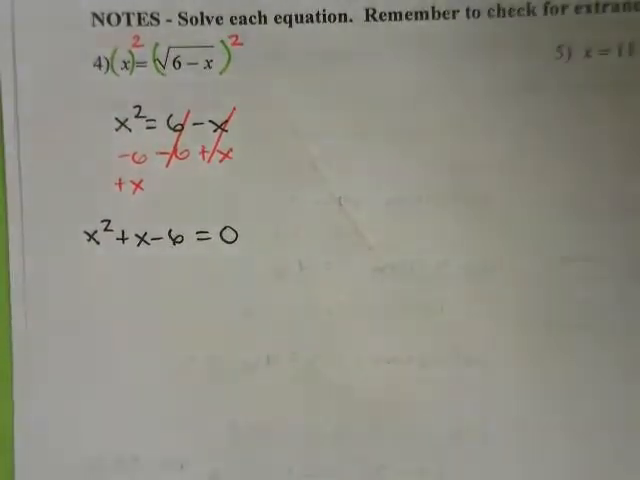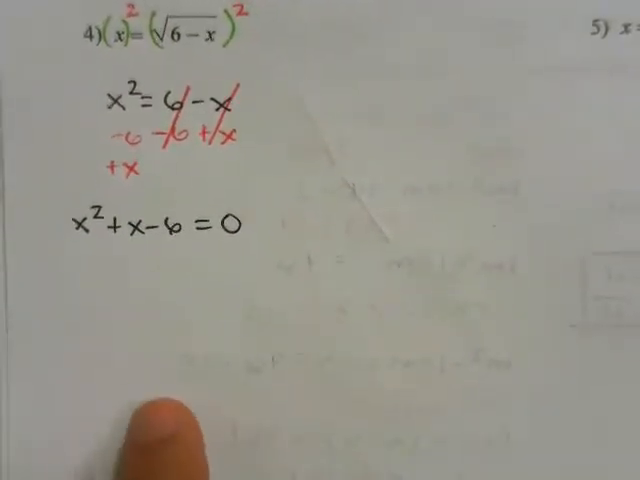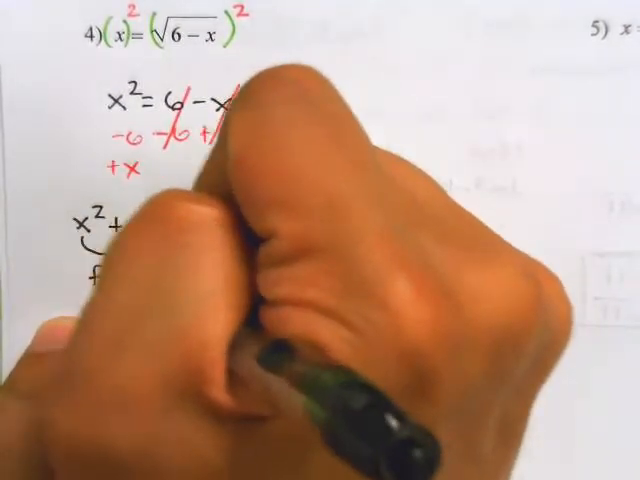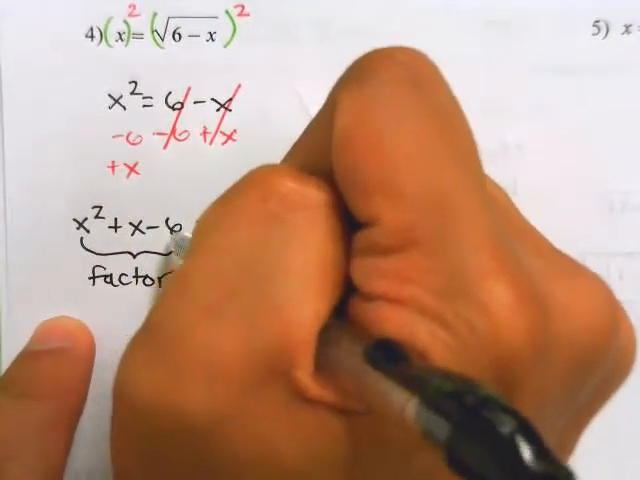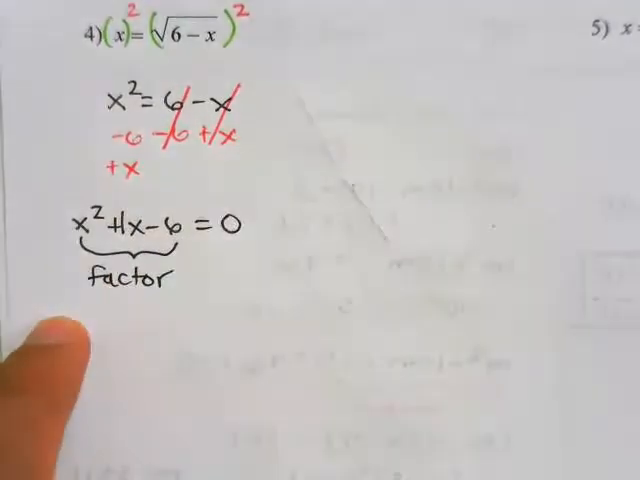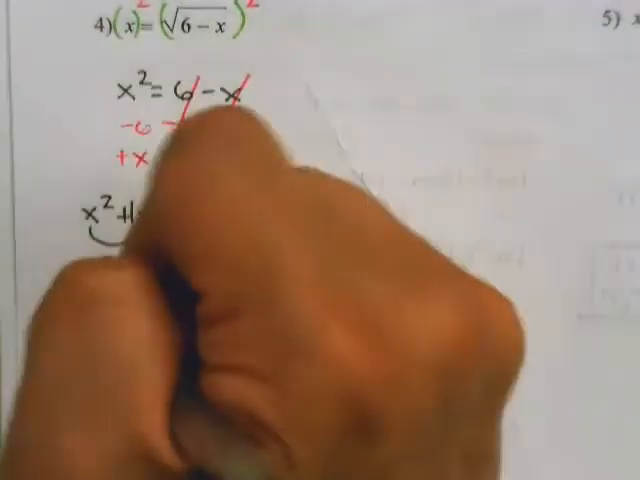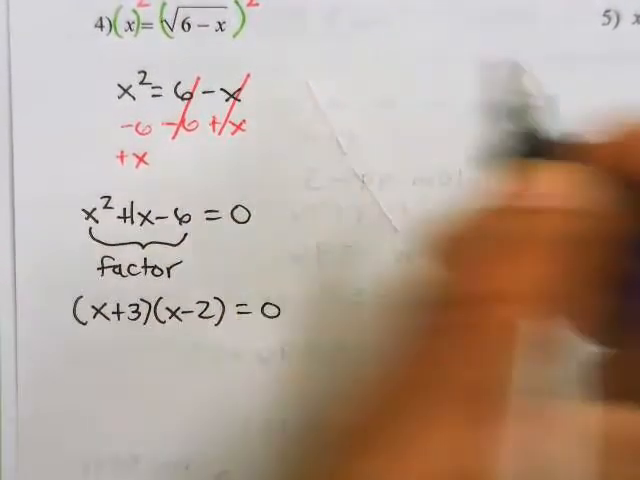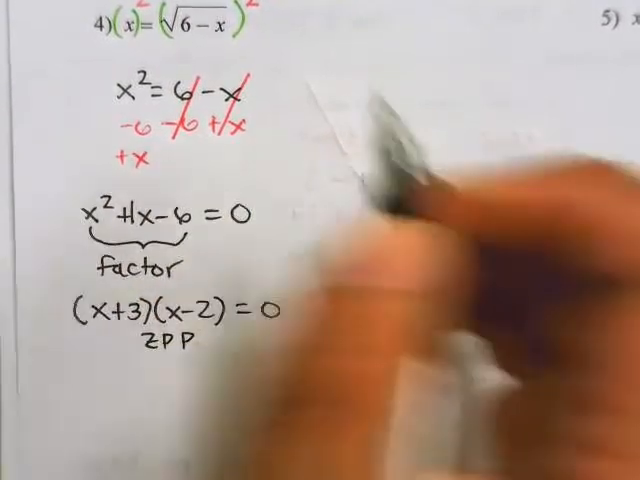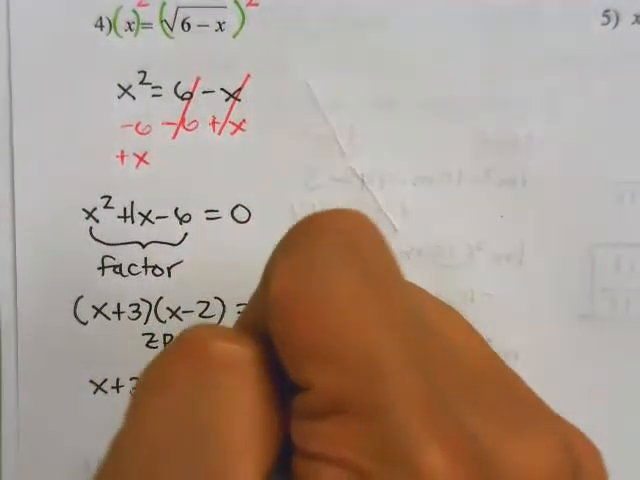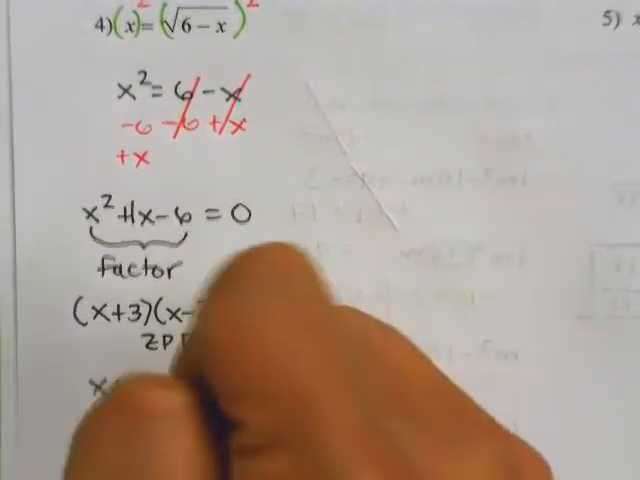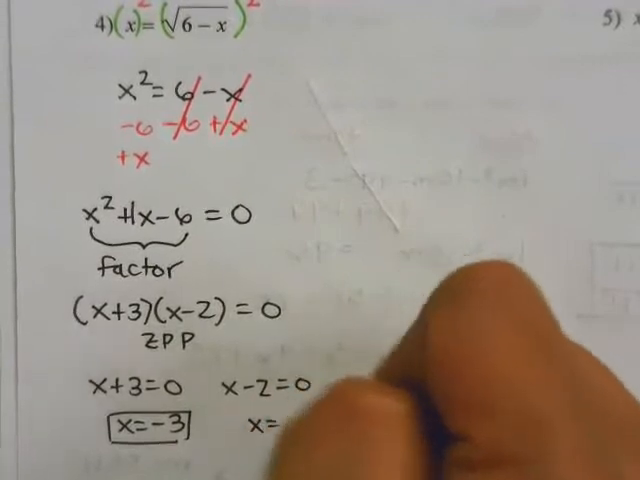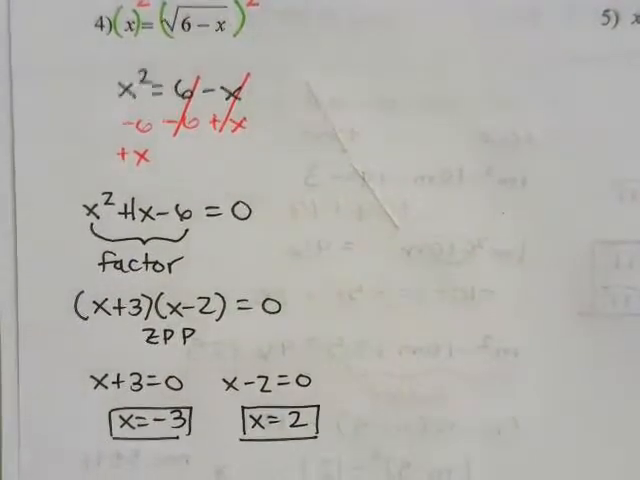This is very similar now to part 1, where we're going to have to factor this portion here. Factor. What two numbers multiply to -6 but add up to 1? Let's see, I think it's going to be +3 and -2. Okay, from over here we're going to do ZPP. X plus 3 is equal to 0. X minus 2 is equal to 0. X equals -3 if you subtract 3 on both sides. And x is equal to 2 if you add 2 on both sides.